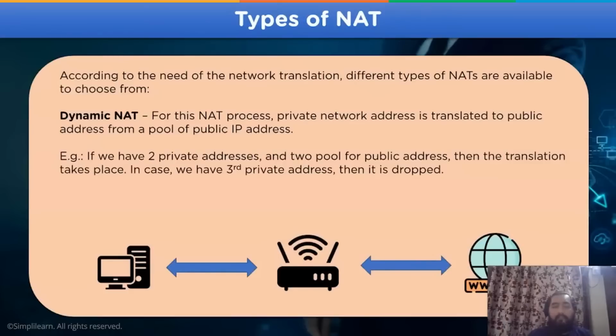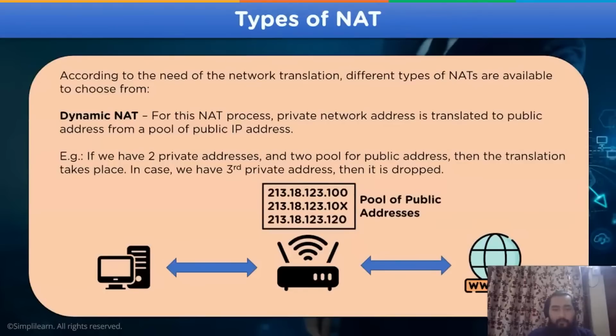According to the example, if we have two private addresses available in the network, then we have a pool of two public addresses too, out of which we can convert the private address to a public address. And for example, if we have a third private address and only two possible public addresses in the pool, then the third address is dropped. Let's take a look at the diagram for clarification.